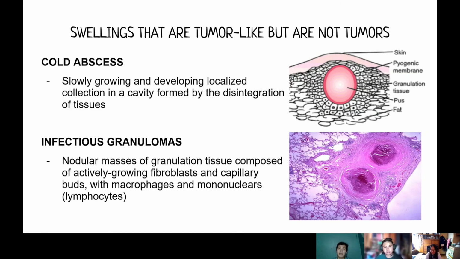So there are 5. First we have the cold abscess. It is a slowly growing and developing localized collection in a cavity formed by disintegration of tissues. So in short, ito ay nana. So saan to usually nakikita? Sa tigyawat. Next we have infectious granulomas. It is the nodular masses of granulation tissue composed of actively growing fibroblasts and capillary buds with macrophages and mononuclears, which are the lymphocytes.